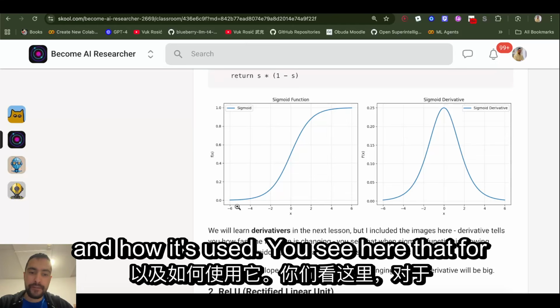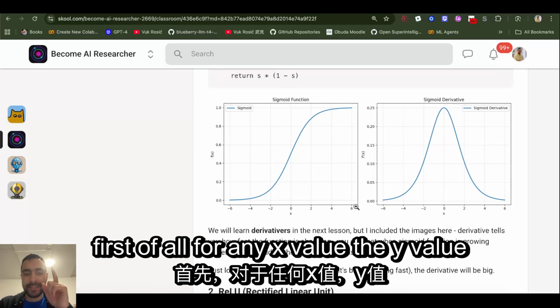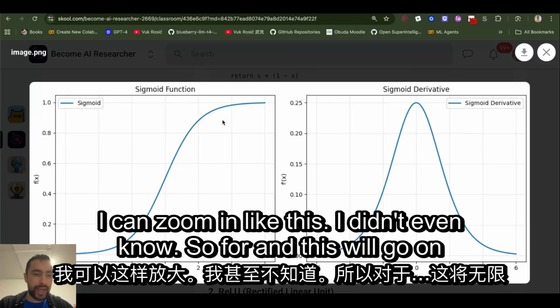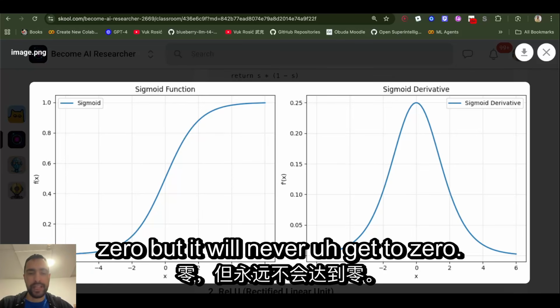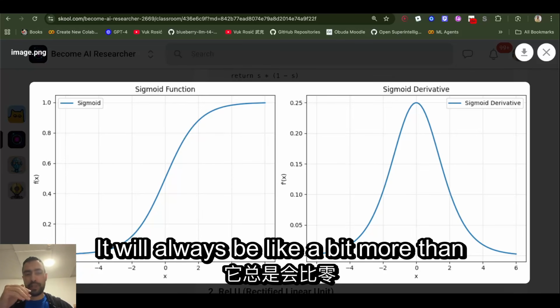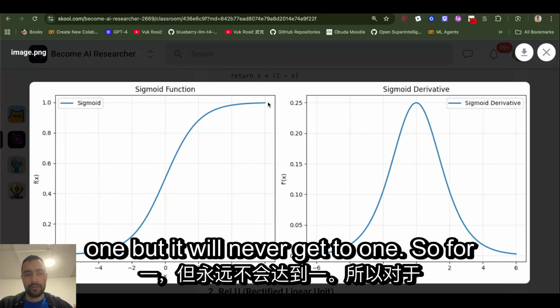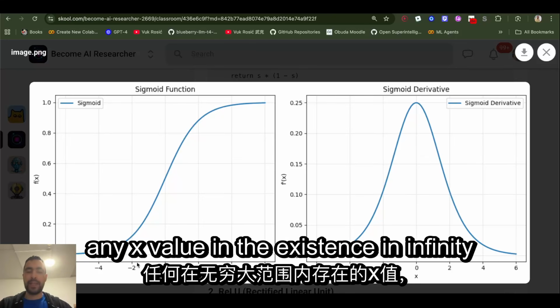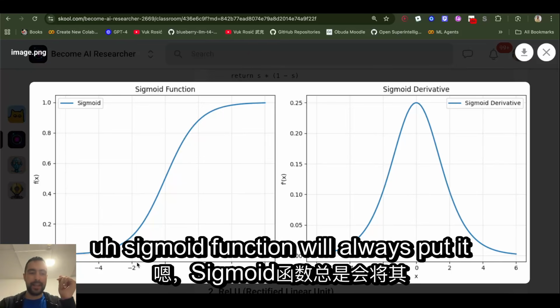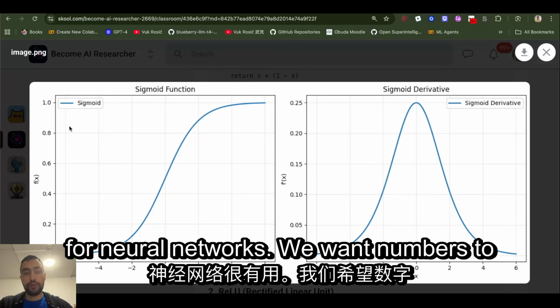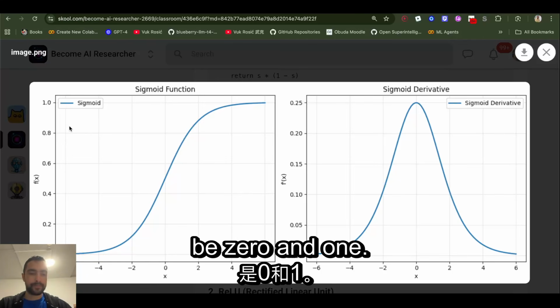You see here that first of all, for any x value, the y value will always be between 0 and 1. Oh, I can zoom in like this, I didn't even know. And this will go on indefinitely. It will be approaching 0, but it will never get to 0. It will always be a bit more than 0. And this will always be approaching 1, but it will never get to 1. So for any x value in existence, in infinity, the sigmoid function will always put it between 0 and 1. So this is good for neural networks. We want numbers to be between 0 and 1.